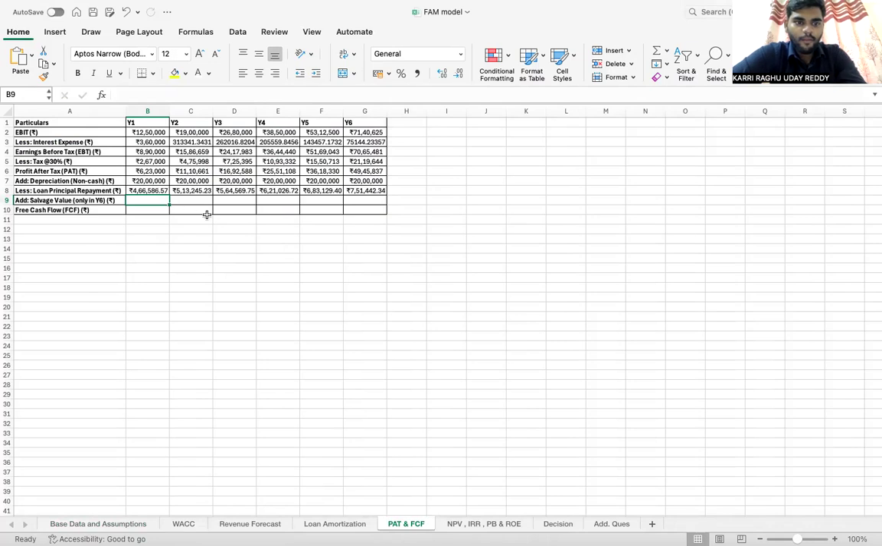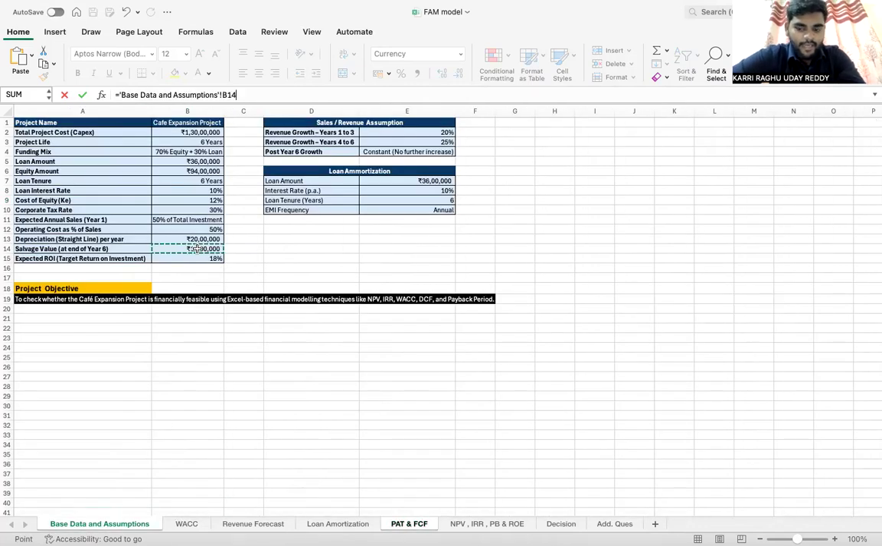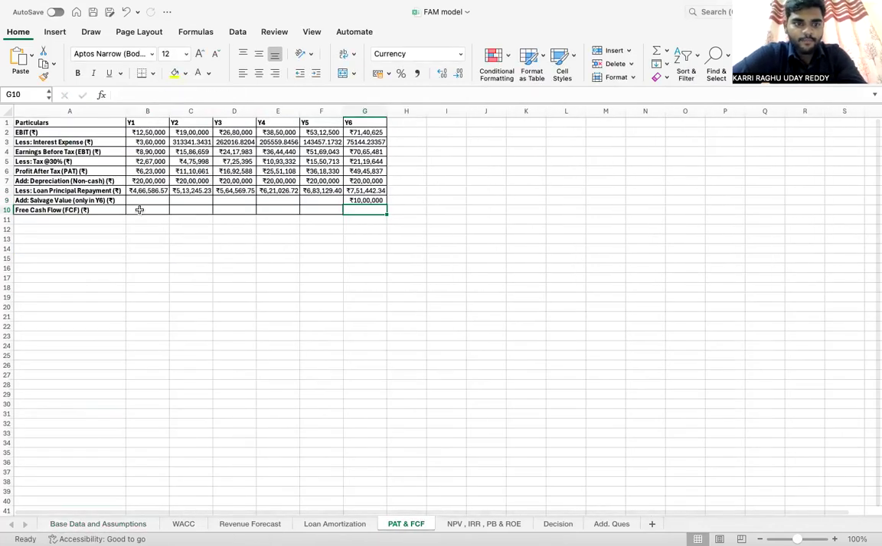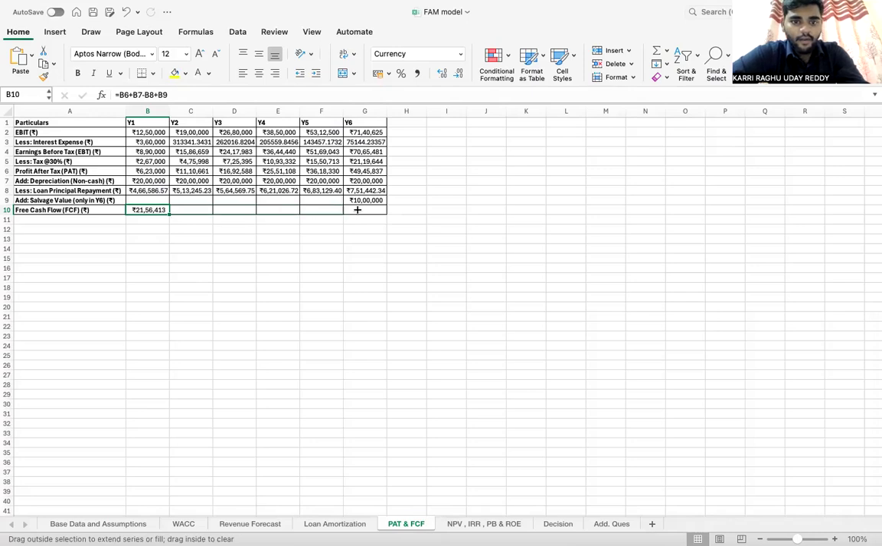Now we got the loan repayment also, and salvage value will be at the end of the year, and it is mentioned in base data and assumptions as 10 lakhs. I'm taking the value 10 lakhs. Now free cash flow will be profit after tax, add depreciation, minus loan amortization, plus salvage value. So it comes to 21 lakh 56,413, and I'm dragging the same values here. So now we got the free cash flow values.